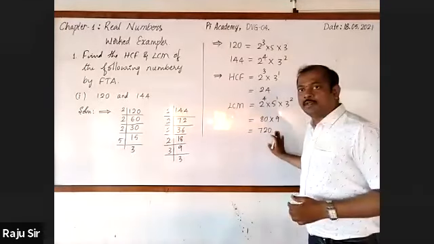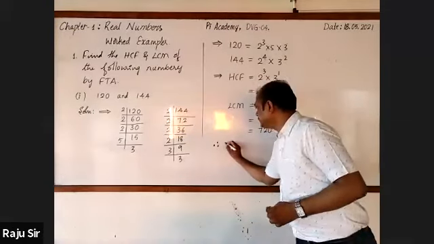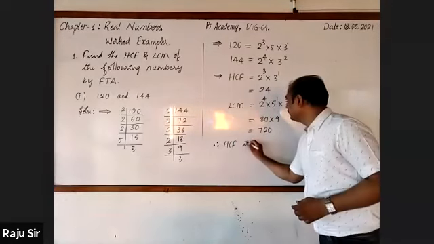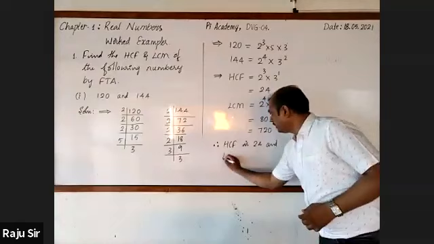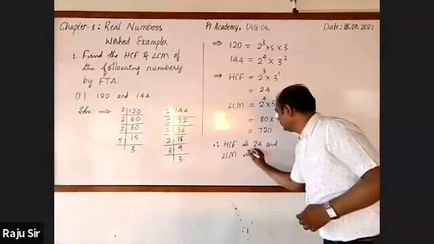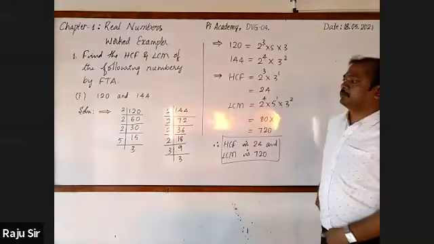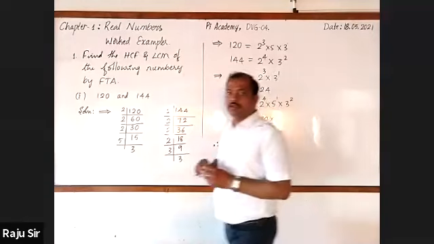Hope that you have got the same. Now you write the conclusion. Conclusion is HCF is 24 and LCM is 720. Hope that you have written.